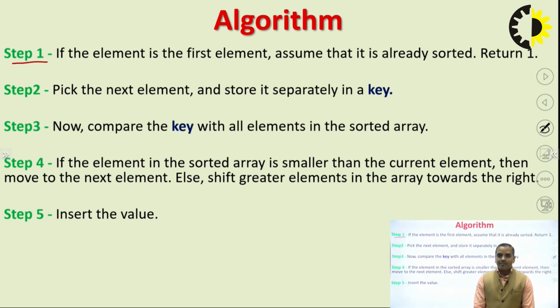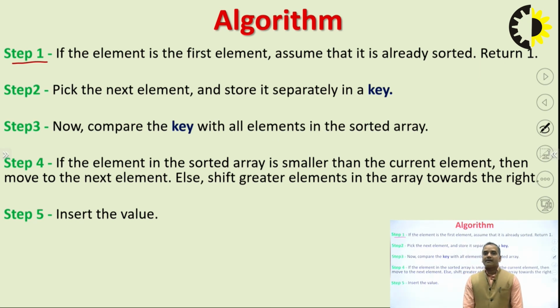If the picked element is less than the previous element, then we have to swap the value and compare the next value, and so on. We have to repeat the process for sorting the given elements. Step 5 is insert the value.